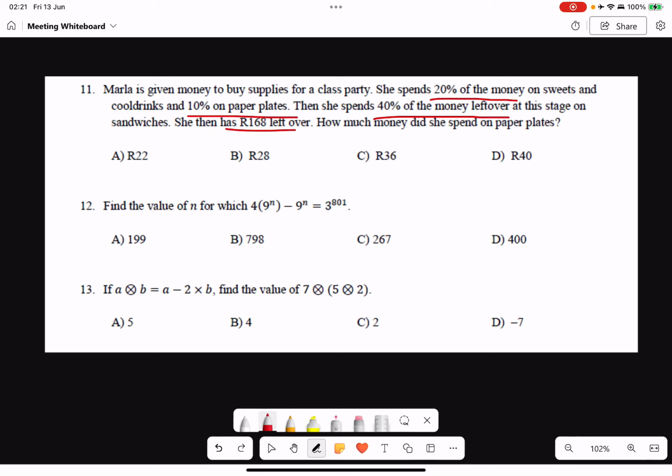Mala is given money to buy supplies for a class party. She spends 20% of the money on sweets and cool drinks and 10% on paper plates. She then spends 40% of the money left over at this stage on sandwiches. She then has 168 left over. How much money did she spend on paper plates?